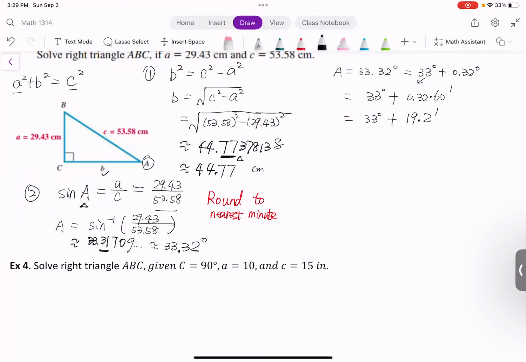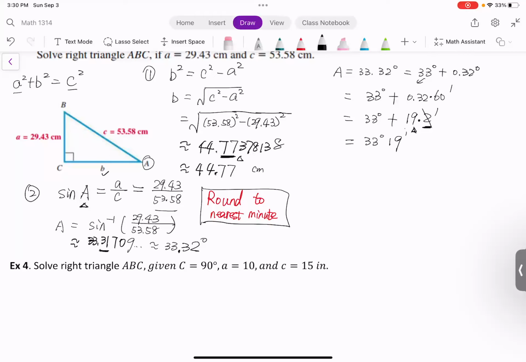Now the question is, round to the nearest minute. So I just want to stop here. There's no digit here. The smallest or nearest minutes is here. That means I must ignore this if this number is less than 5. That means in rounding to the nearest minutes, I'm having 33 degrees and 19 minutes. So I solved the A. How about the angle B?